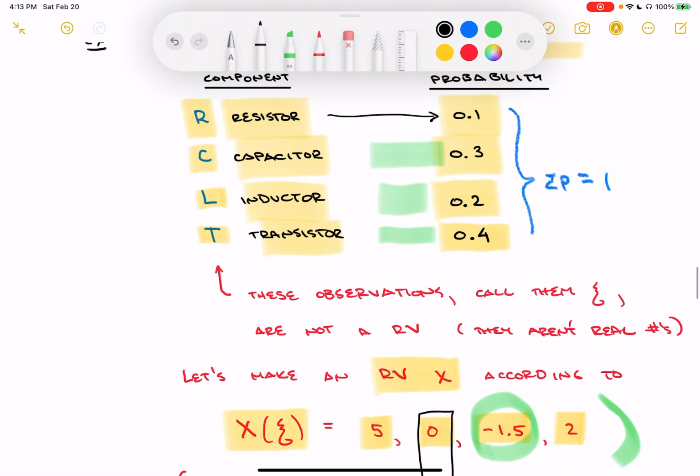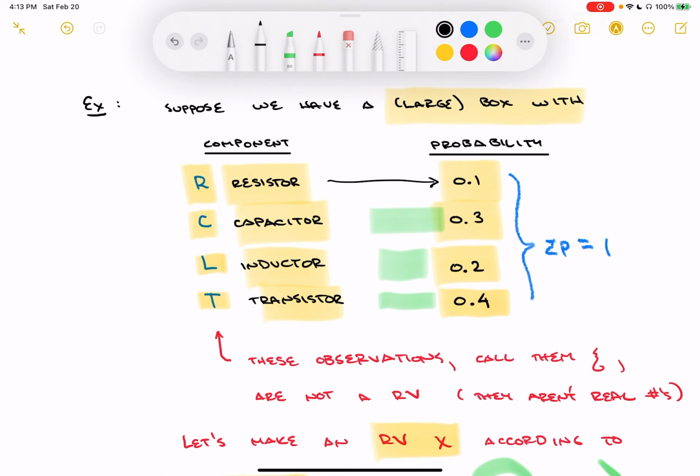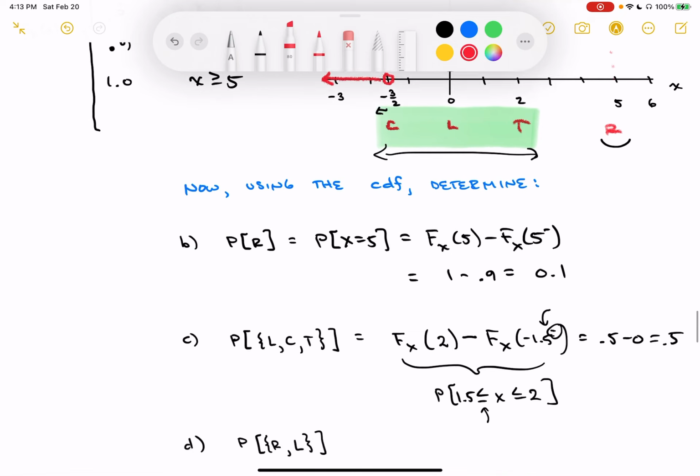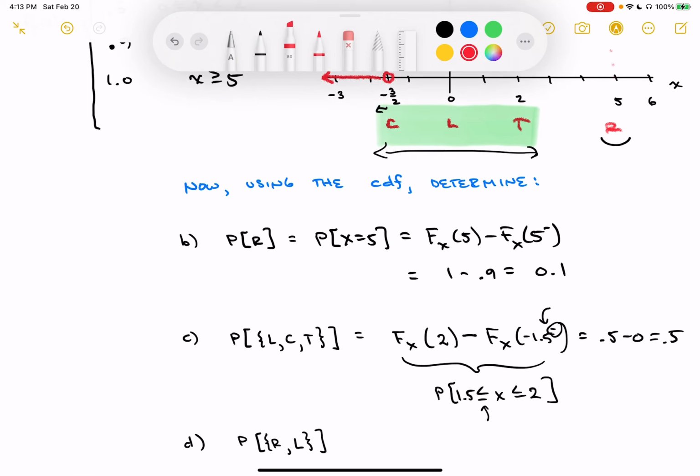Let's go take a look at what we had for our original. I want to know the chance that I was an inductor, a capacitor, or a transistor. That means I've got to add these four values up. 0.4 and 0.2, and wow, I've got something going on here. So where did I get this wrong? Probably because I misdid it. I'm glad I'm checking my work.